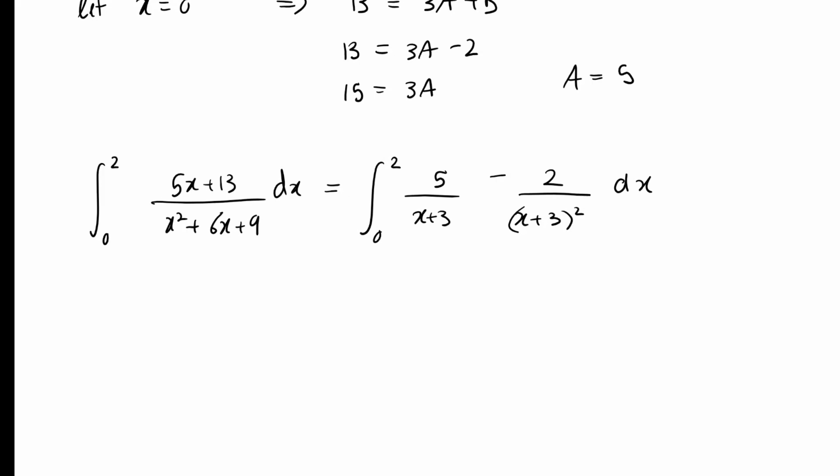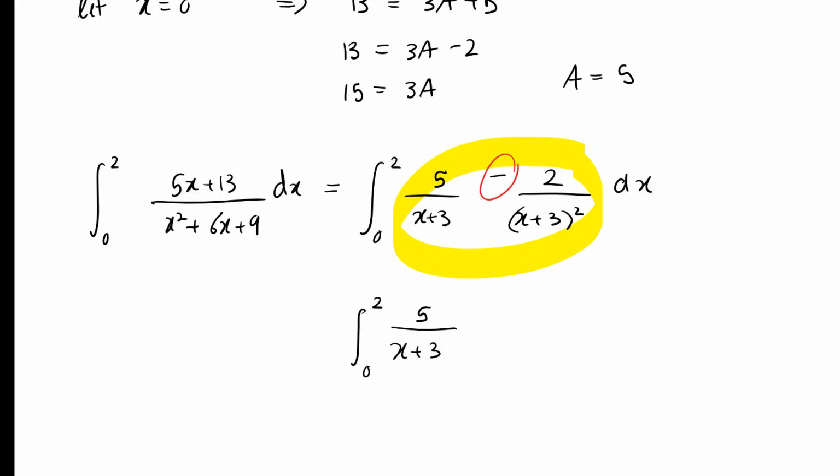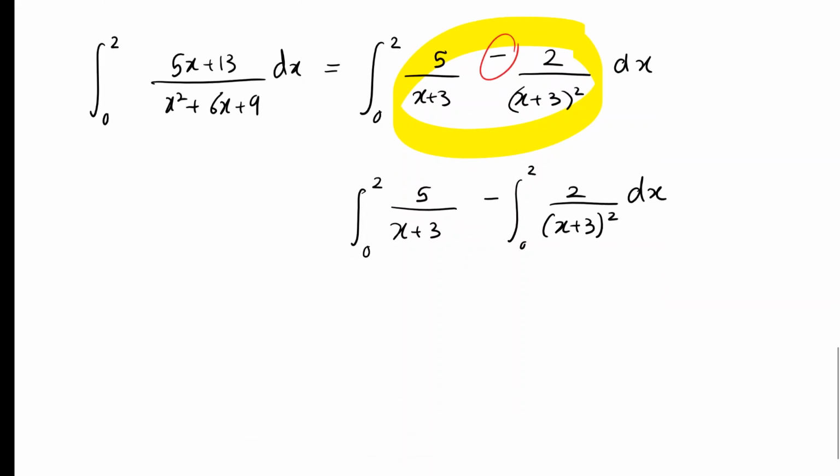This integral here can be separated across the minus sign. The reason for doing this will become apparent in a second. It's that the two parts of this, either side of the minus sign, are integrated by slightly different approaches. The part on the left here follows the k f dash x over f x pattern, and if you work through that carefully you'll get 5 ln x plus 3.